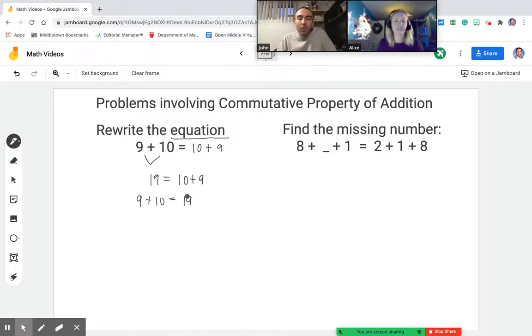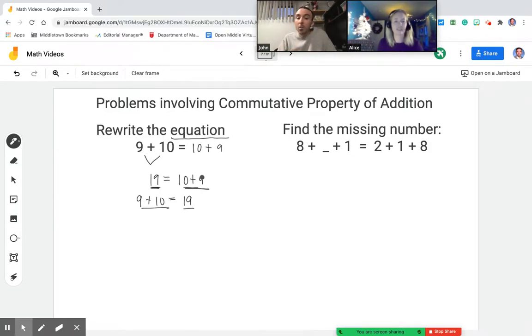It's best to think of it as both sides have the same amount, regardless of how we write it. So whether we write 9 plus 10 or 19, what's on the left matches what's on the right. They both have the exact same quantity. And that just goes to expand upon the Common Core standard of multiple representations.